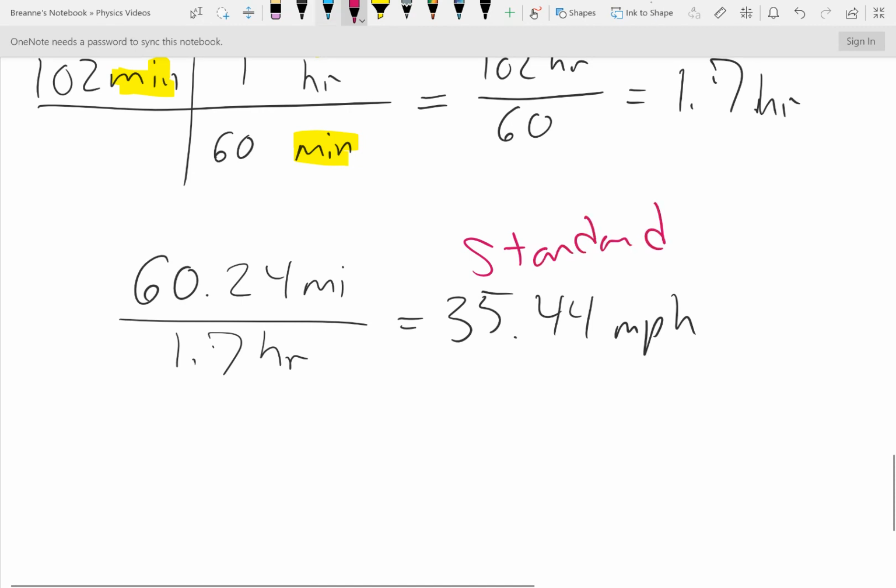Now, that's in standard form. You have to put it into scientific notation. We move the decimal over 1. We're going from a bigger to a smaller, so it'll be a positive 1. So it'd be 3.54 times 10 to the 1 miles per hour.